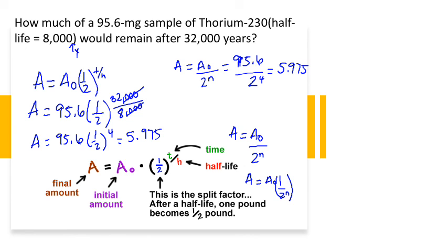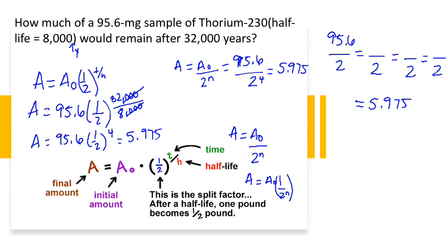Now, alternatively, you could do this without the equation. What you do is, since it takes 4 half-lives, you can just keep dividing by 2. Get the answer, divide that by 2. Get an answer, divide that by 2. Get an answer and divide that by 2, and then you should get 5.975. So that is an alternative way of doing that if you don't want to use the equation.